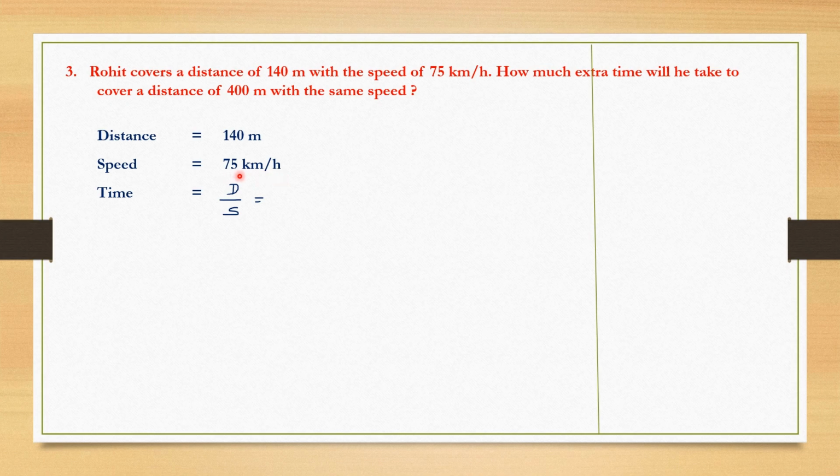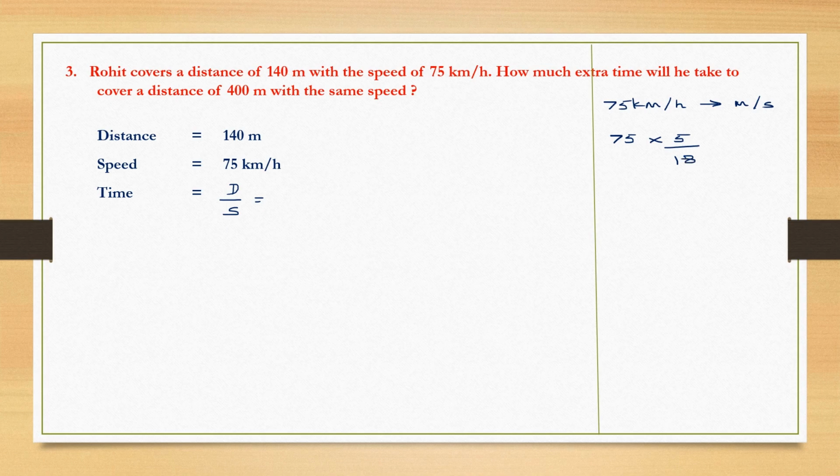So that means we are going to convert this kilometers per hour to meter per second. So let's do that first. 75 kilometers per hour, we are going to convert it into meter per second so that the units are the same. Here the unit is meter, here it's kilometer, that's why we are converting. And we learned in the beginning, when you have to convert kilometer per hour to meter per second, all you have to do is multiply by 5 by 18. So let's do that. 75 into 5 by 18.